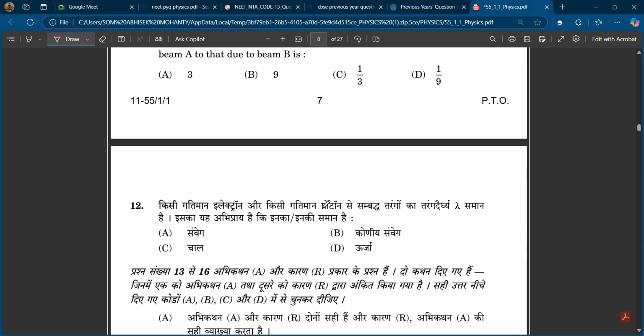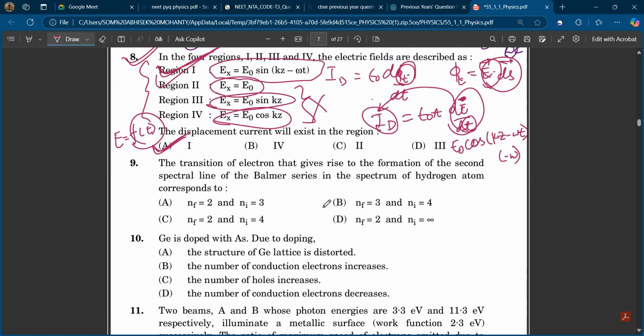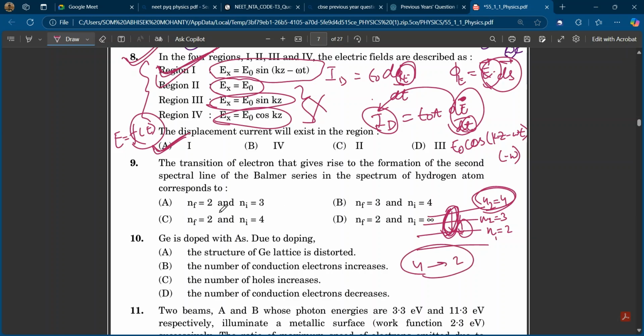Next question. The transition of the electron that gives rise to the second spectral line of the Balmer series in the spectrum of hydrogen. First of all, what is Balmer? Balmer means n1 is equal to 2. The first line means n2 is equal to 3, and the second line means n2 is equal to 4. So 4 to 2 is the second line in the Balmer series.